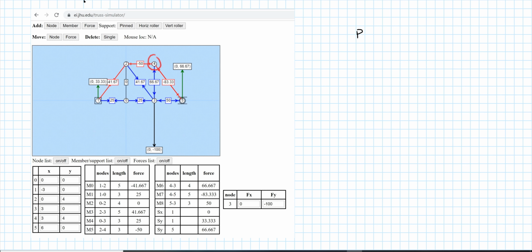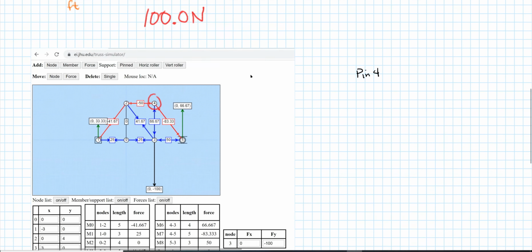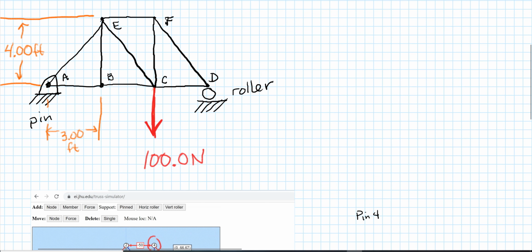So pin 4 is our location that we want to draw our free body diagram and do our analysis on. So let's document this as pin 4. Also, if you drew a diagram in the previous video, we call that pin F. So I'm just going to also say this guy is also pin F.